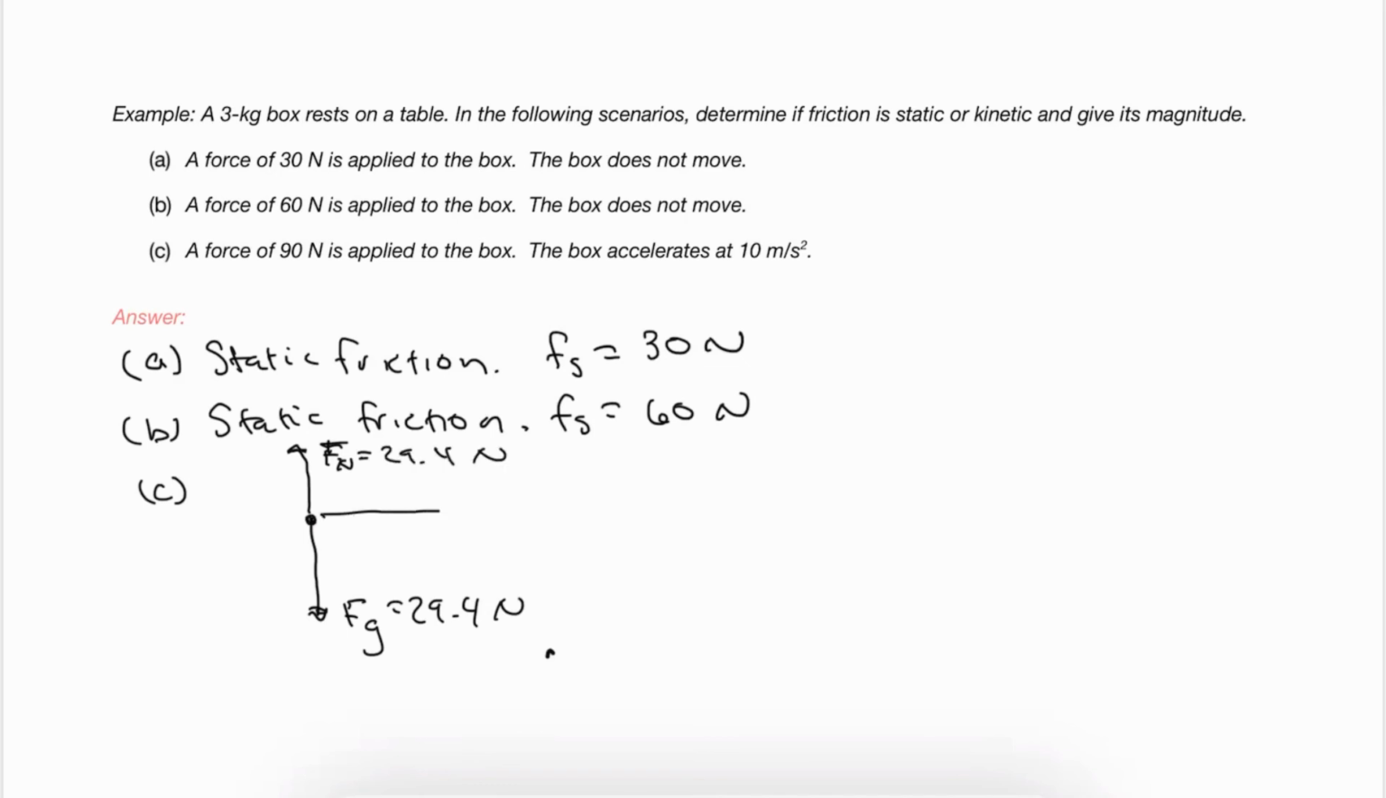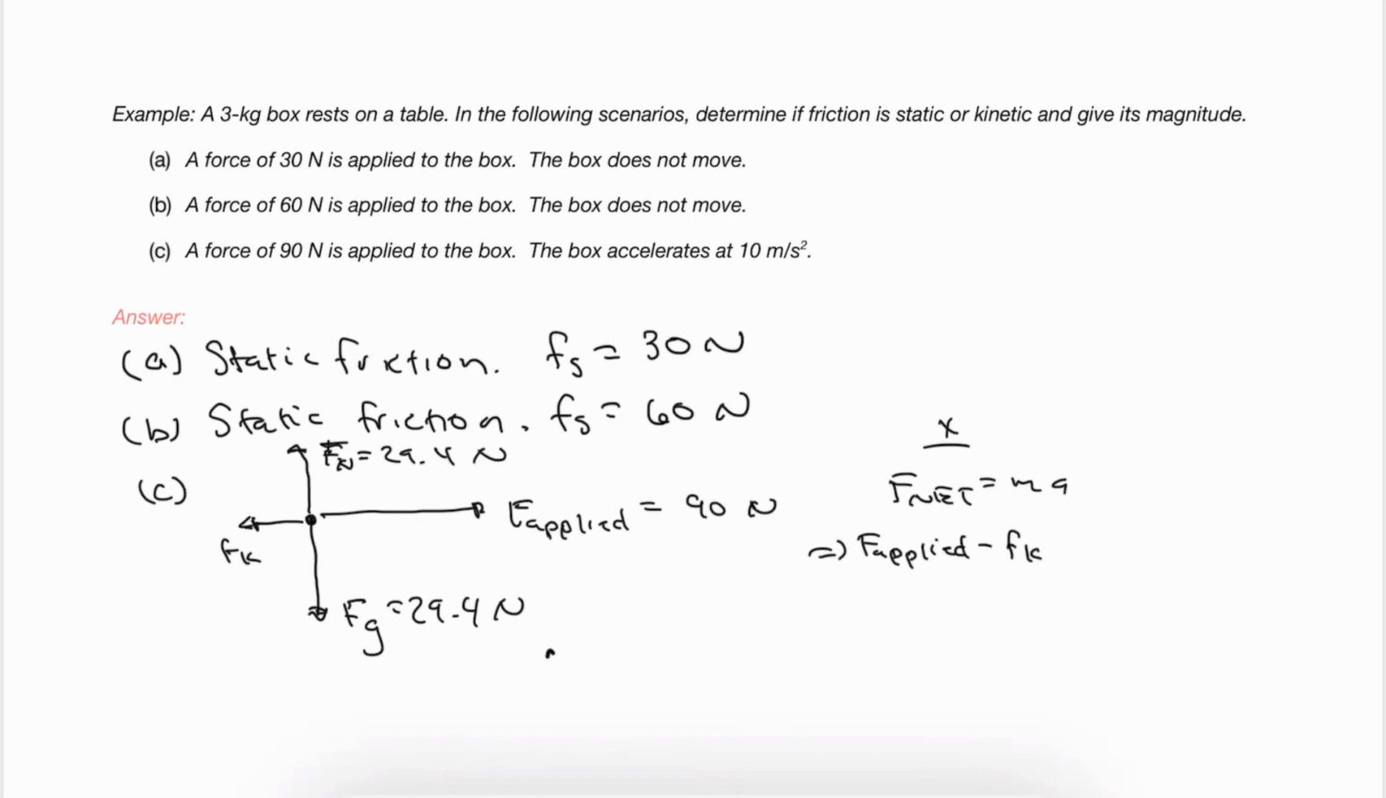I'm going to draw the applied force to the right, and I'm going to set it equal to 90 newtons. And I'm going to draw kinetic friction opposing that sliding, so it must go to the left. Now I move on to writing down Newton's second law, and in this case F net equals ma, and I'll choose the positive direction to be the right, so F applied is positive minus F sub k, because it's moving to the left, is equal to, in this case, the mass, which is 3, times the acceleration, which is 10. If we start filling things in, that gives us 90 minus F sub k equals 30, and we find that the kinetic friction is 60 newtons.